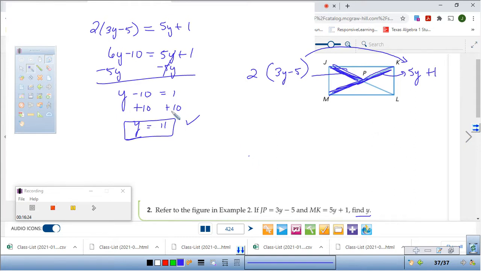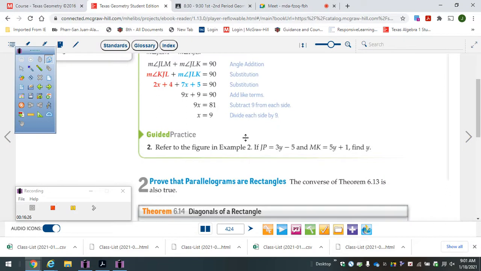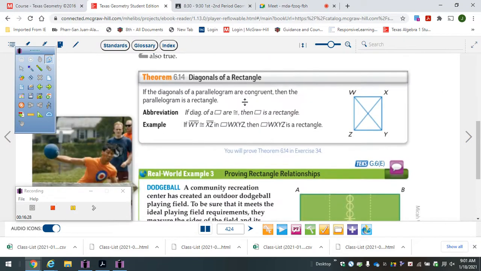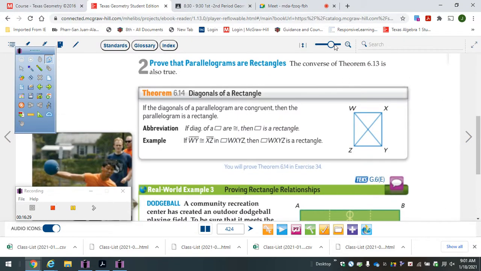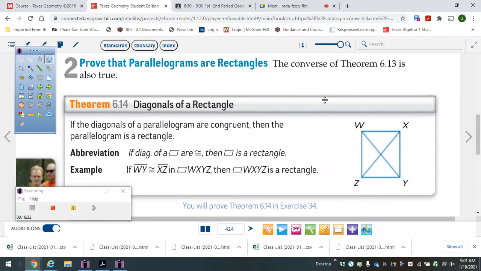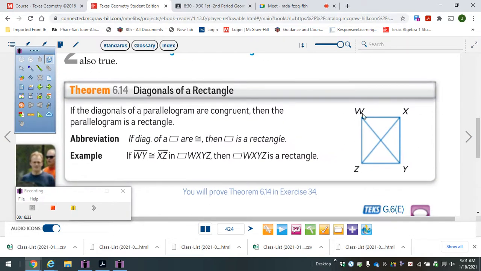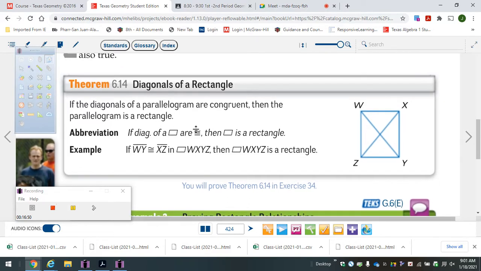Okay, last thing we're going to cover for today, today's lesson is almost over, is this right here. The converse. If we can prove that the diagonals of a parallelogram are congruent, then what do we know? We got some parallelogram out there, and we figured out that the diagonals are congruent, then the parallelogram is a rectangle. So copy that down real quick.